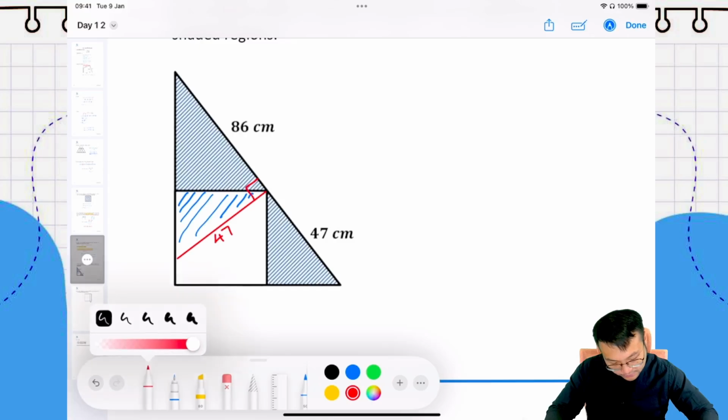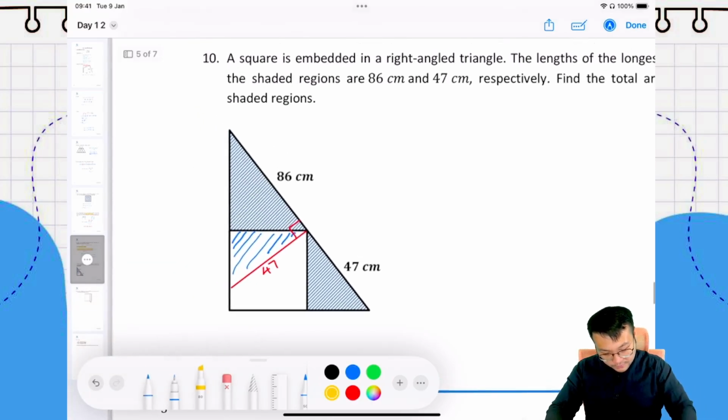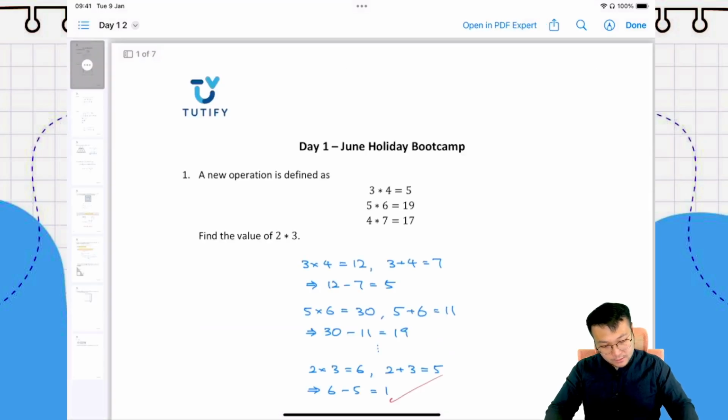So now what do you have here? Right angle triangle. Yes, you have a right angle triangle. So that means the two shaded parts, when you add together, become a right angle triangle.